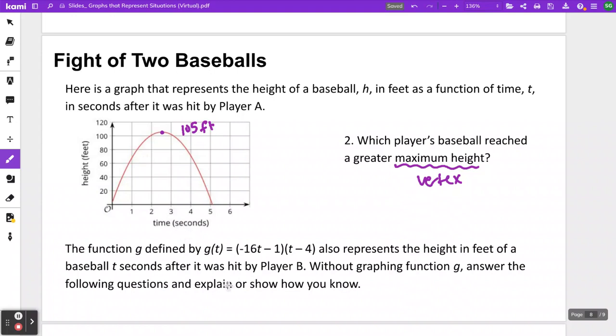For our second one, how do we find the vertex from factored form? Well, it is going to require us using those previous answers. So remember, we had those two intercepts. We had one at 4, and then the other one was at negative 1/16. Negative 1/16 is about 0.06.